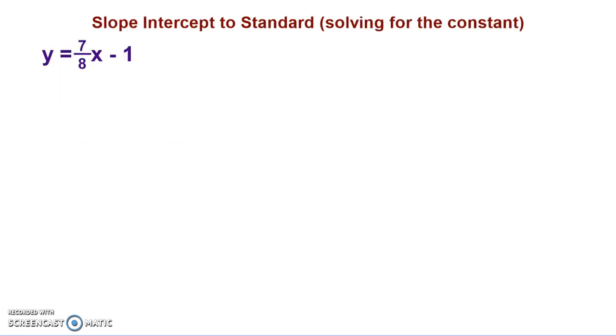Now we're actually going to go back from slope-intercept to standard. So just a reminder that standard is ax plus by is equal to c, where c is the constant, which means a number that does not have a variable attached to it. We want to solve for the constant, so we want to get that all alone. So I say that we have this y is equal to 7/8 x. So what we want to do is subtract this 7/8 x from both sides in order to try to get that constant alone.